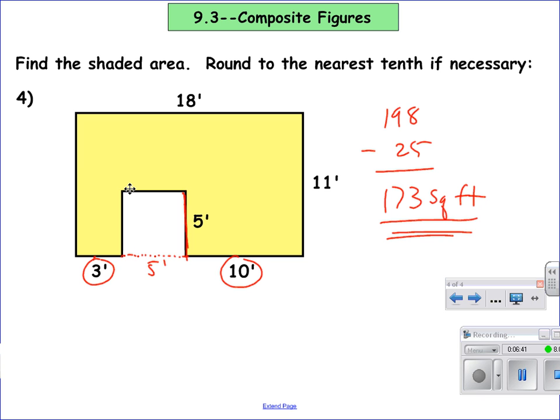And that's it. That's your lesson on composite figures. Very easy for you as long as you know. I mean, it's very visual. You look at the picture, you need to figure out how you want to chop it up, and that's really it.